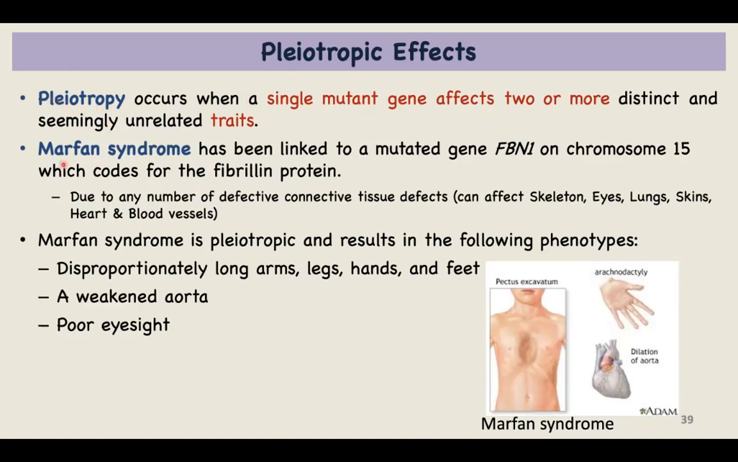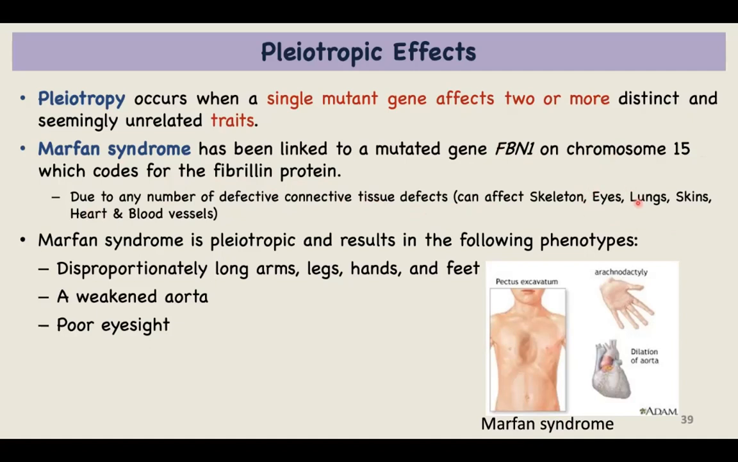Okay, contohnya Marfan syndrome. Marfan syndrome ni is linked to a mutated gene which is FBN1 on chromosome 15. Okay, FBN1 on chromosome 15, which codes for the fibrillin protein tissues kan. So due to any number of defective connective tissue defect, dia boleh effect ke skeleton, it can go on to the eye.